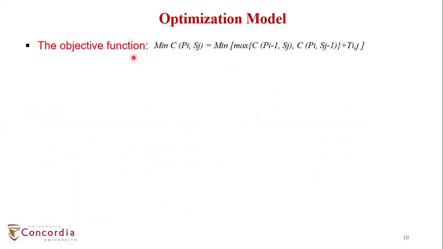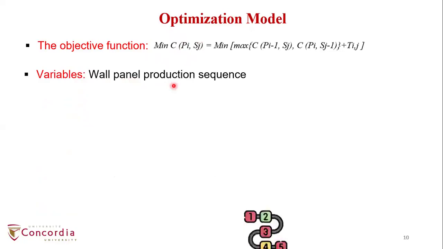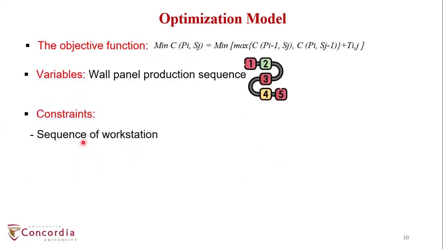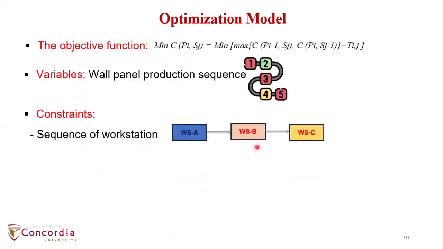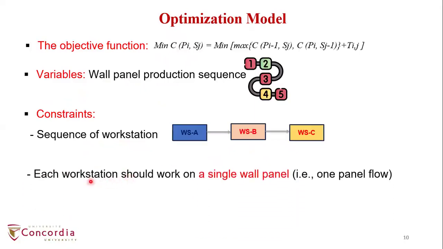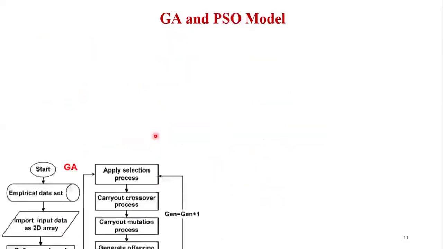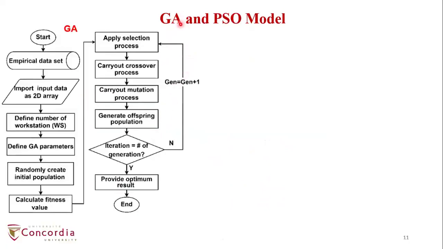Then the next step is the optimization model. The objective of our optimization model is to minimize the project completion time. The wall panel production sequence is the variable, and there are two constraints. Number one is the sequence of workstations, which cannot be changed. And the second constraint is that a particular workstation at a time cannot work on multiple wall panels. Then we develop the GA and PSO models.